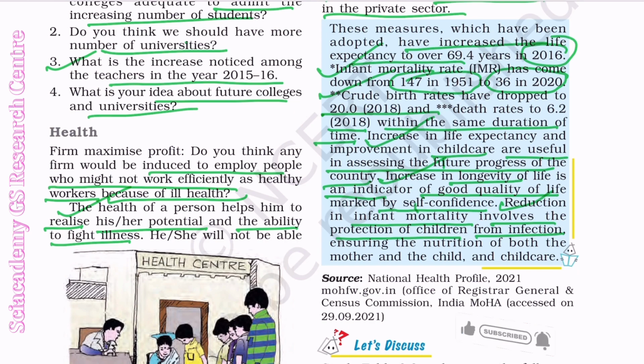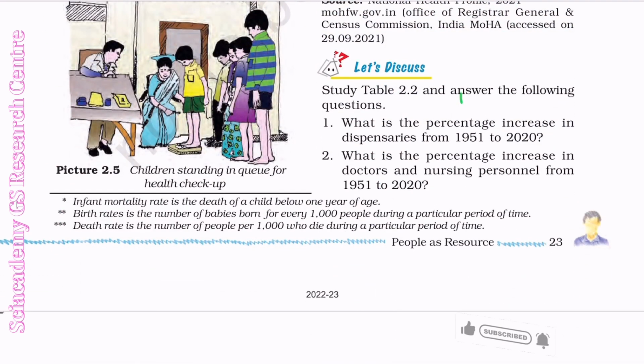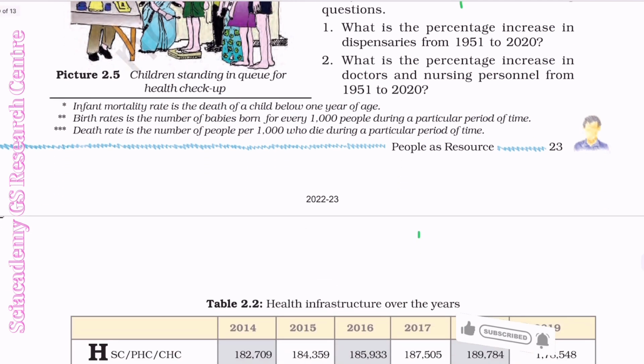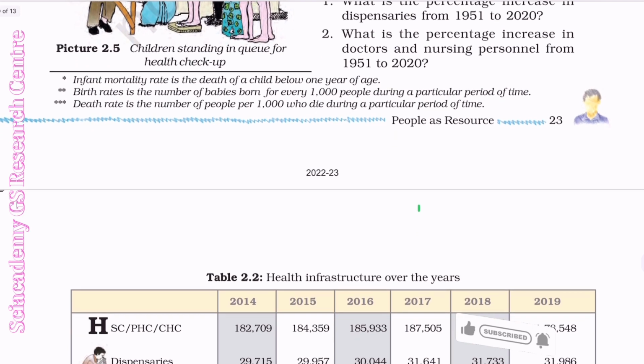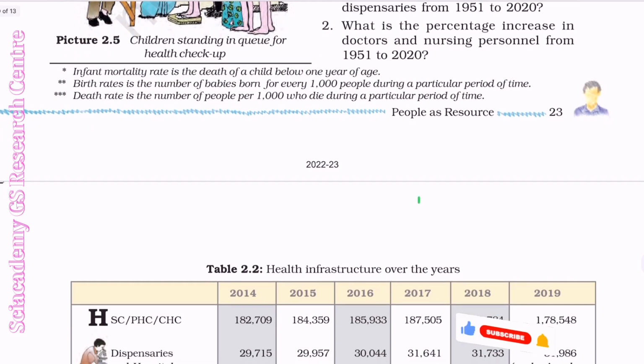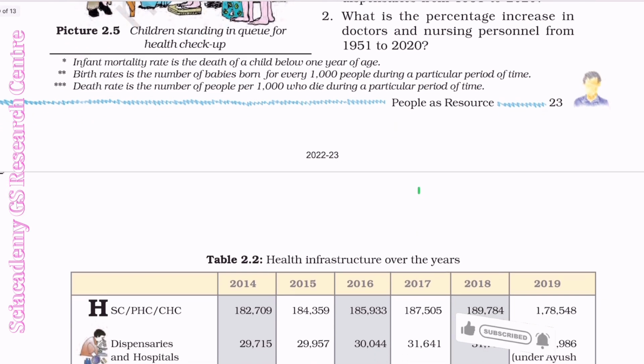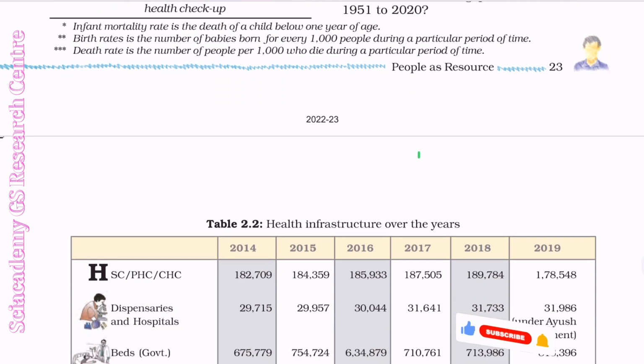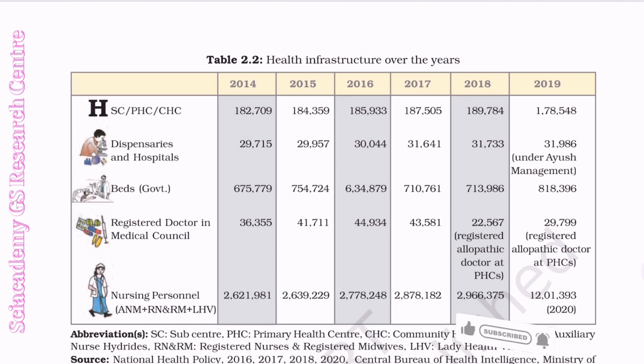mosfw.gov.in. Let us discuss study table 2.2 and answer the following questions. What is the percentage increase in dispensaries from 1951 to 2020? What is the percentage increase in doctors and nursing personnel from 1951 to 2020?